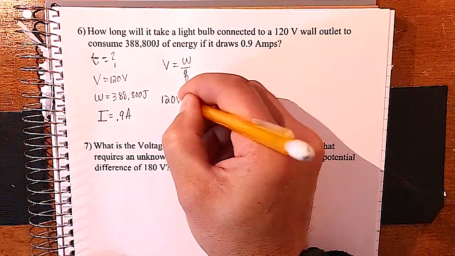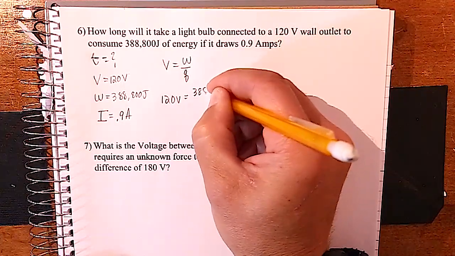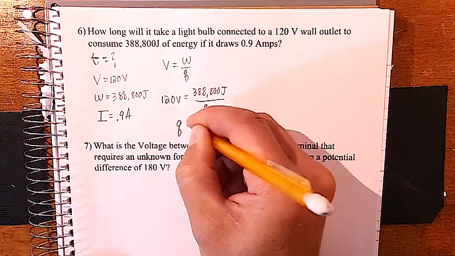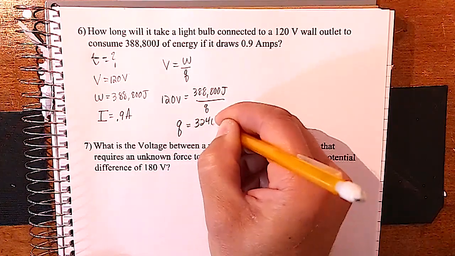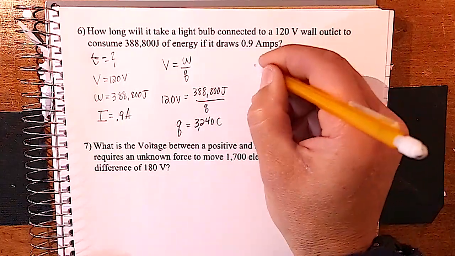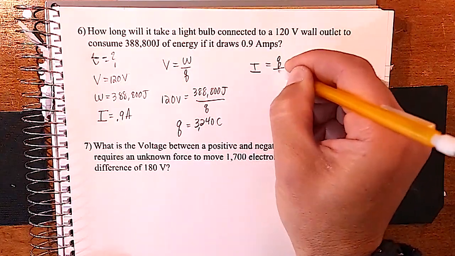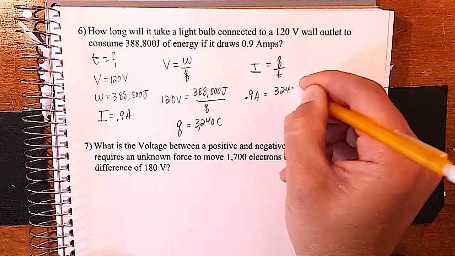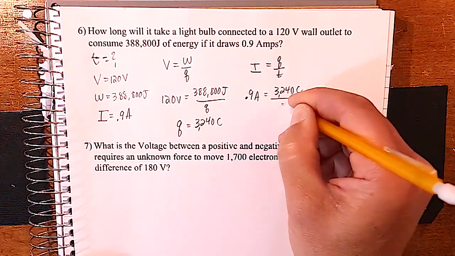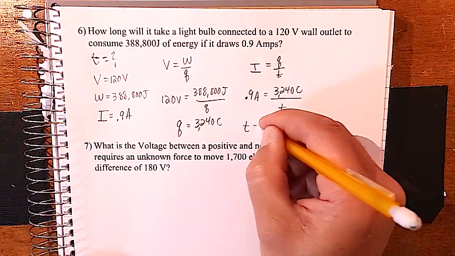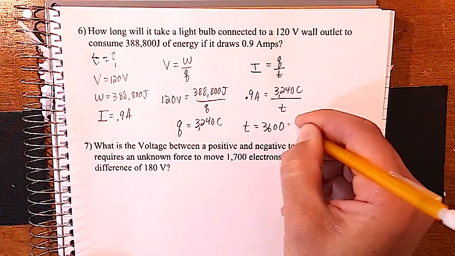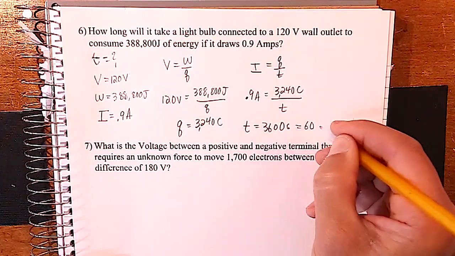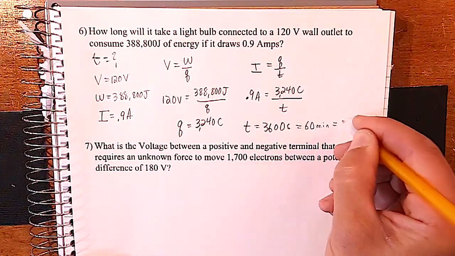So that's 120 volts equals 388,800 divided by Q, and that gets us a Q of 3,240 coulombs. Now we can use I equals Q over T. We know it's 0.9 amps is equal to 3,240 coulombs divided by time, and that gets us a time of 3,600 seconds, which if they ask you to, that is 60 minutes. Divide by 60. And we know that 60 minutes is 1 hour.